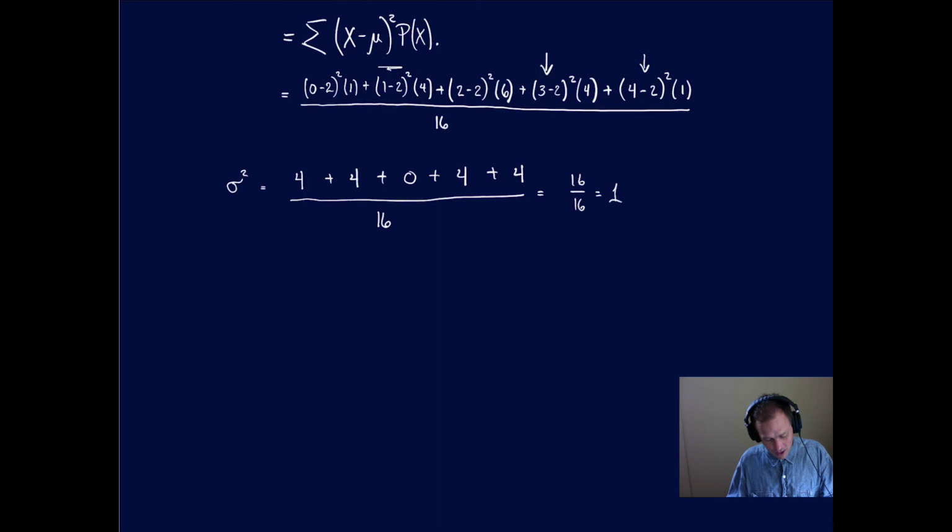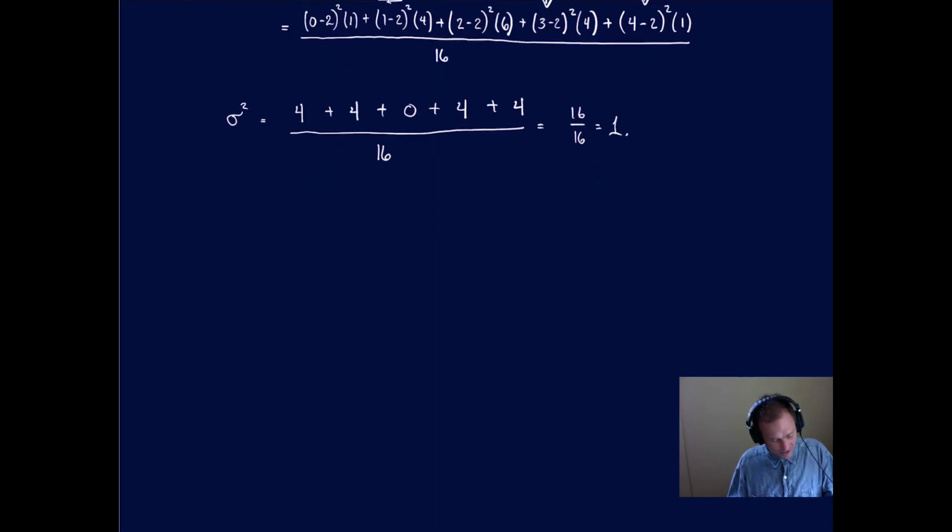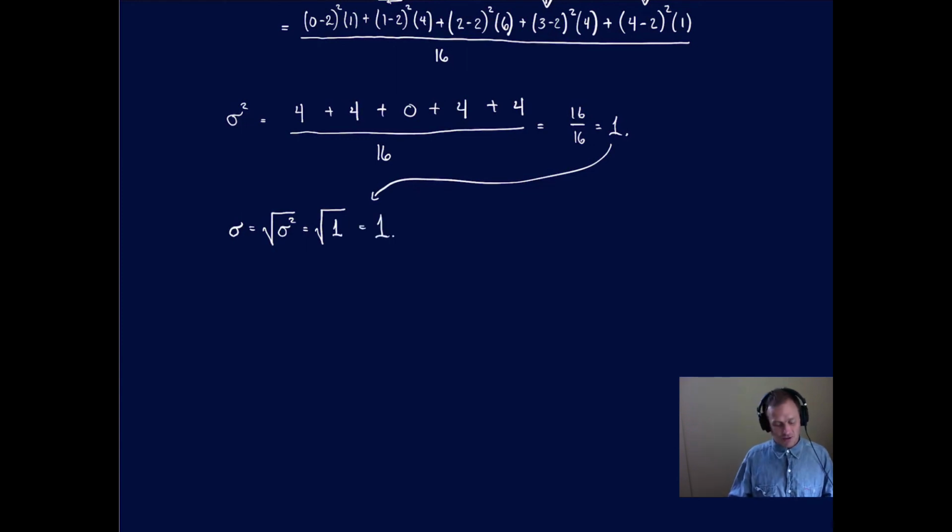This is 1. And then our final step is that the standard deviation is the square root of whatever the variance was. Well, we just found out that the variance is 1. The square root of 1 is 1. And this is one of those very few cases where the standard deviation and the variance are the same. And that's how you find the variance for a probability distribution and how the formula is derived. I hope that helps, and thanks for watching.